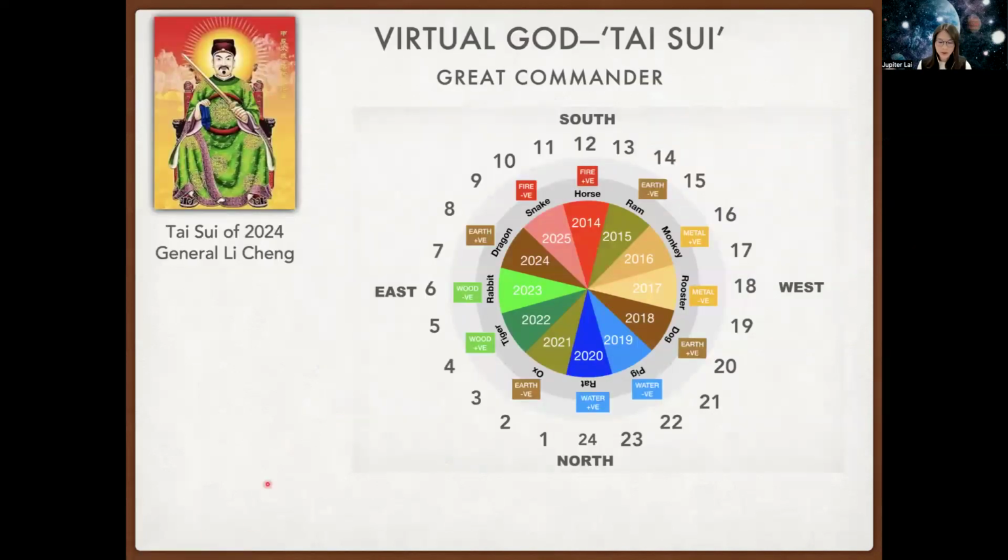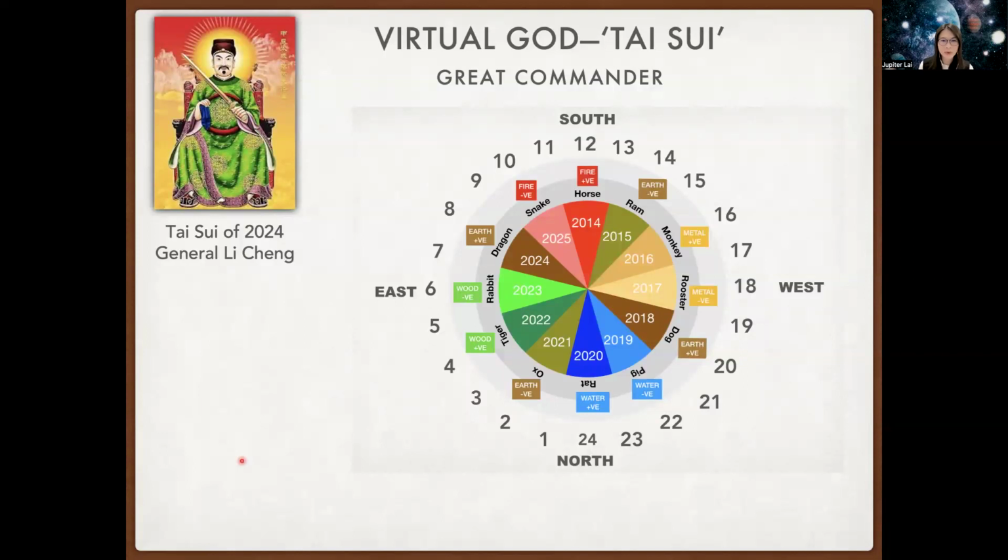Okay, so let me go back to the Jupiter cycle that, as we said previously, the ancients wanted to use the actual Jupiter to count the year like a counter, but they found problems, as we said. So what did they do? They invented a virtual god called Tai Sui in Chinese, which actually means great commander. This is a kind of virtual god, so you can see there is a religious element here. And so they invented a virtual god as the counter of the year.